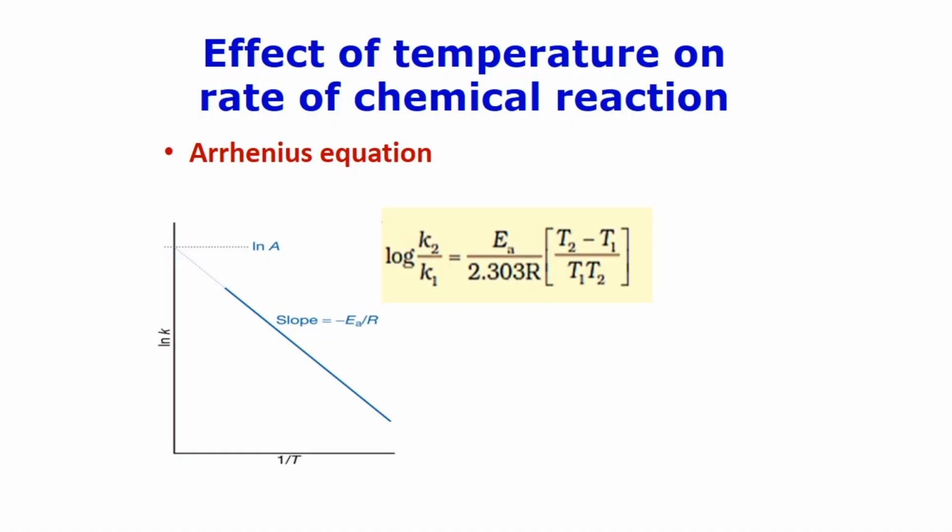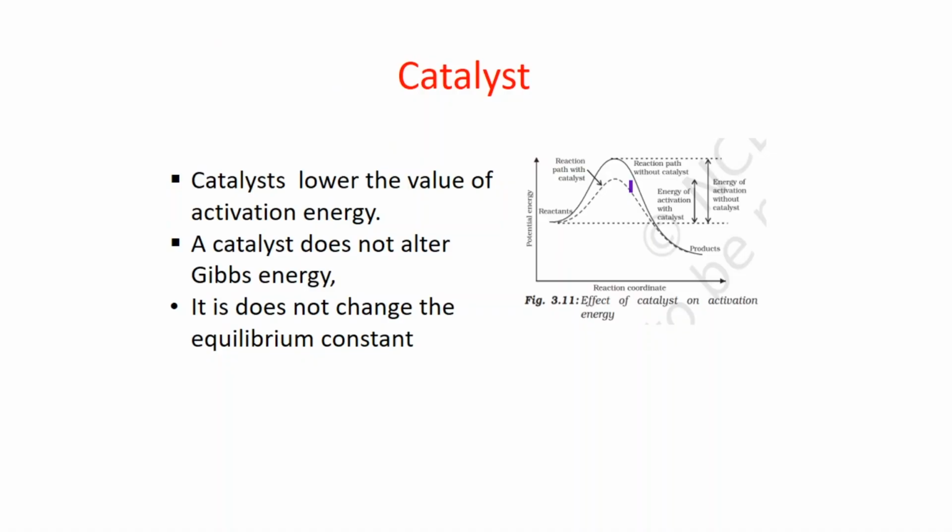The effect of temperature on the rate of chemical reaction is given by Arrhenius equation. Do learn the graph. The slope gives the value of minus Ea over R. A catalyst is used to speed up the reaction. A catalyst can lower the activation energy but does not alter the Gibbs energy or the equilibrium constant. Be familiar with the graph.